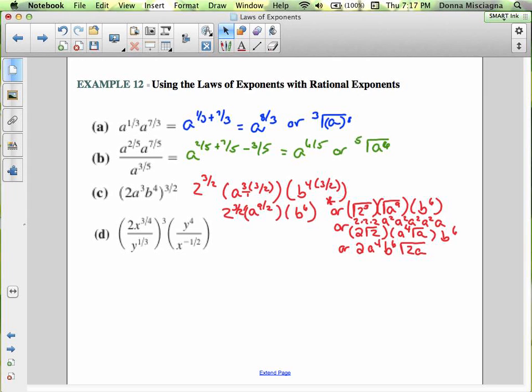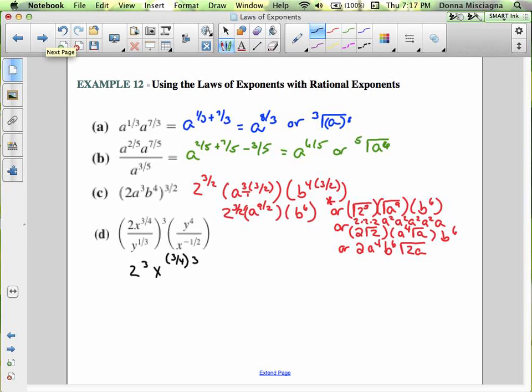Let's do the last one here. We do have to cube first. So this would be 2 cubed times x to the 3/4. For cubing x to the 3/4, that means we're going to multiply that by 3. In the denominator, we've got y to the 1/3. That's the same as the cube root. And of course, the cube and the cube root are going to cancel each other out, because 1/3 times 3 is just 1. A third of 3 is 1.